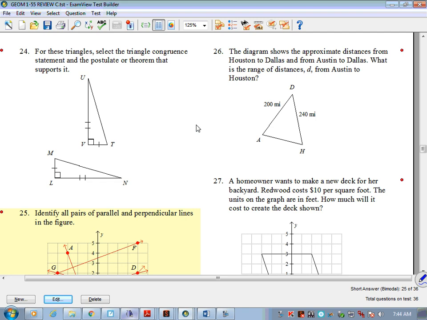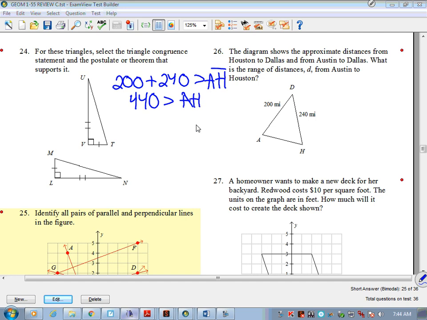So the range of distances. The first thing I'm going to do is I'm going to say, well, 200 plus 240 has to be greater than AH, and then I can solve that so that I know that 440 has to be greater than AH. Okay, the second thing I need to know is looking at this side right here, that these two sides need to add up to be greater than DH. So 200 plus AH has to be greater than 240. I can subtract 200.